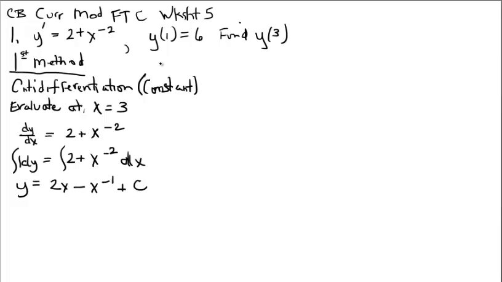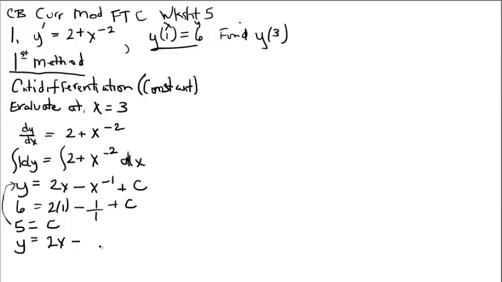Okay, now to find c, we use this initial condition. So I'm going to plug 6 in for my y. Remember, this is x and this is your y value. And then 2 times 1 minus, this is just 1 over x. So that would just be 1 over x is going to be 1 here plus c. So let's find c. So 2 minus 1 is 1. Subtract from 6. 5 is c. Okay, so what I'm going to do is come back up here and I'm going to rewrite y with the constant of integration. So 2x minus, I'm going to go ahead and rewrite it as 1 over x plus 5.